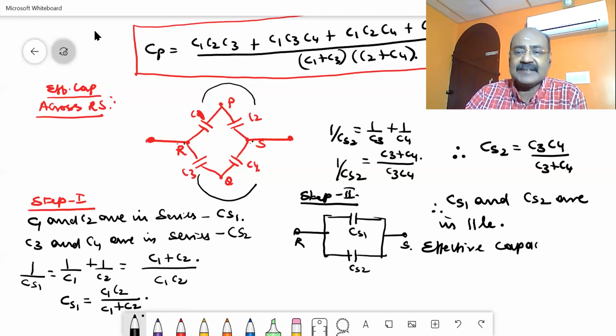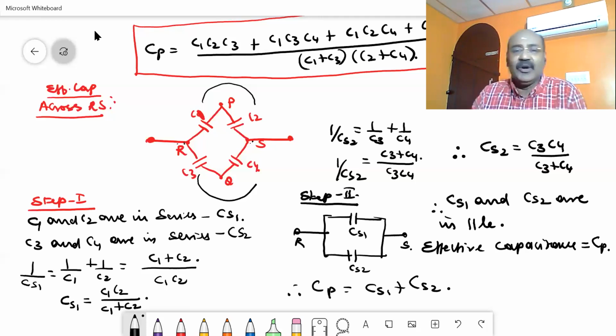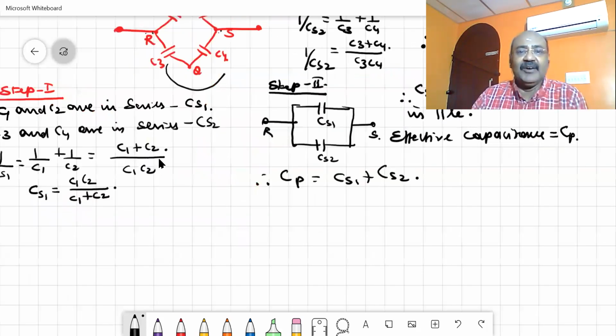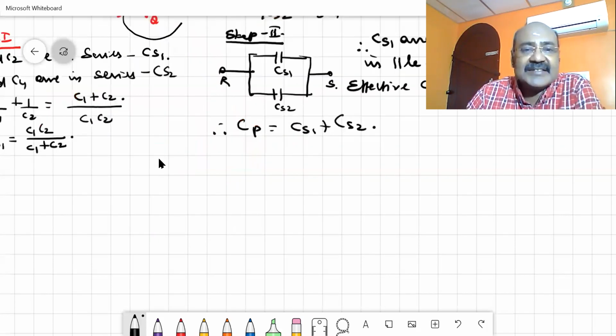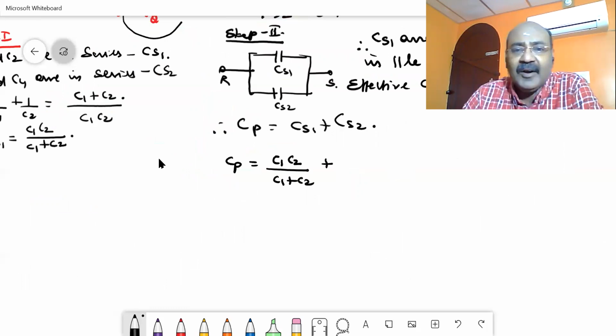Effective capacitance is equal to Cp. Therefore, Cp equals CS1 plus CS2. Now, you substitute the values and simplify. Okay, let us substitute. What is the value of CS1? Cp is equal to C1 C2 divided by C1 plus C2, plus C3 C4 divided by C3 plus C4.